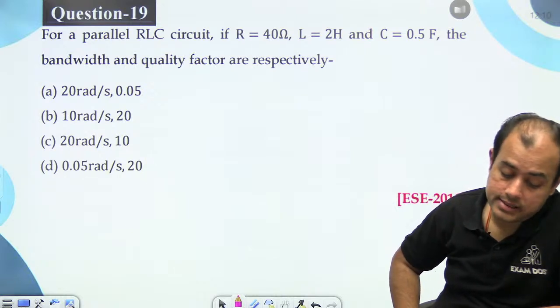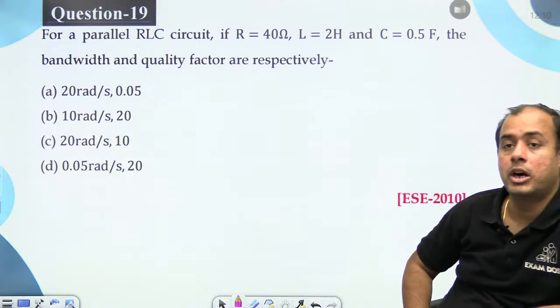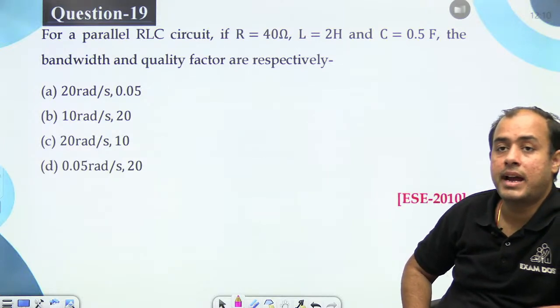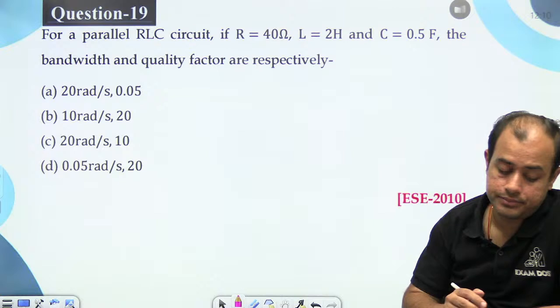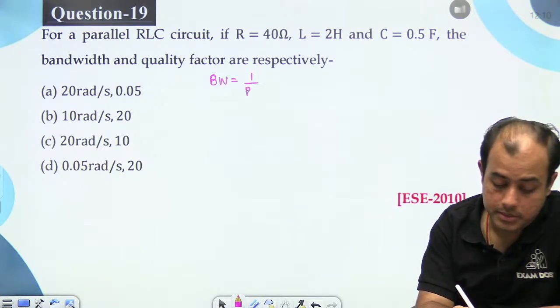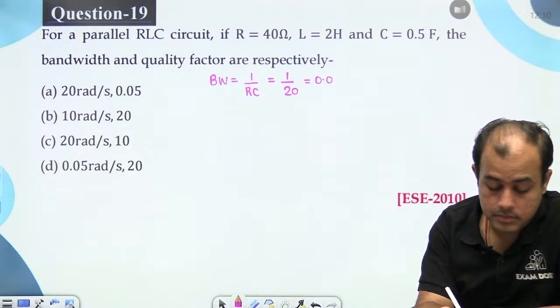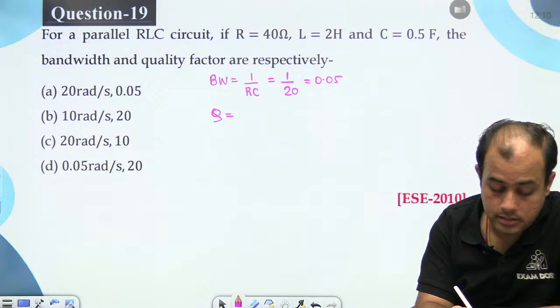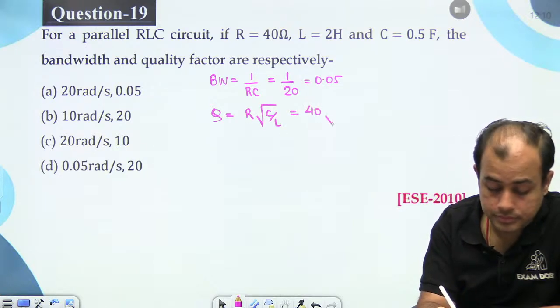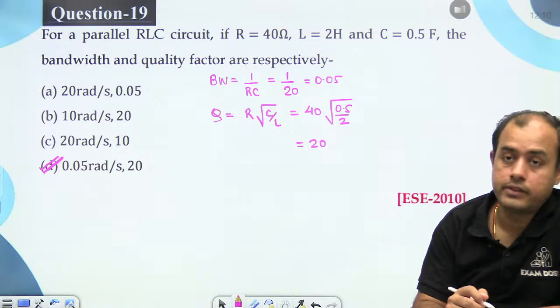For a parallel RLC, if R equal to L equal to C, bandwidth and quality factor. ESE 2010, bandwidth and quality factor. For parallel RLC, what is the bandwidth? 1 by RC. Quality factor, R root C by L. Answer is C. 0.05 and 20.